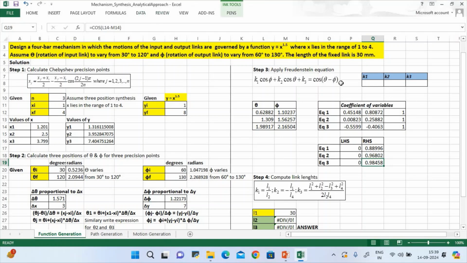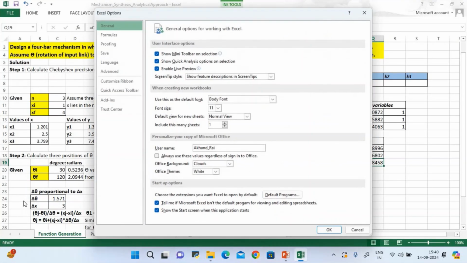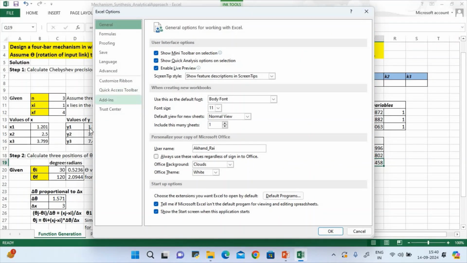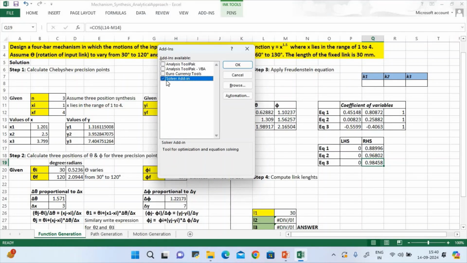Now to solve this equation, you simply go to this data section. Under this data section you have this tab Solver. If you are not able to locate this Solver tab in your Excel sheet, you can simply go to File and then you go to Options, and then finally you go to Add-ins. Here in this Add-ins you can simply check for Excel Add-ins, then you simply press Go. From here you can actually search for the Solver add-in and you can add it to your Excel sheet.